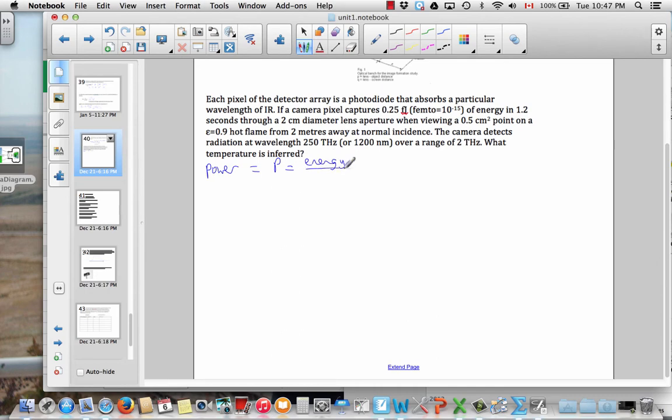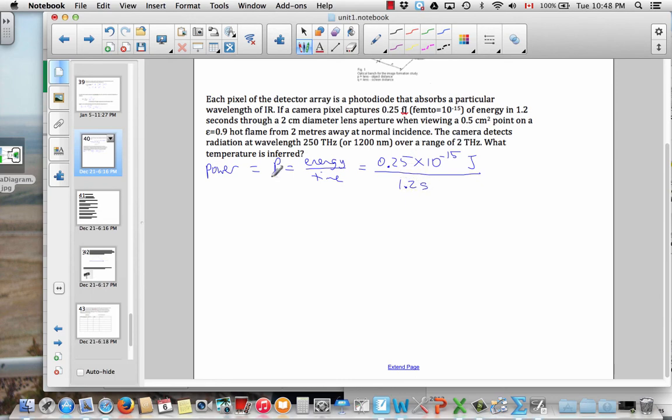So what's the power received by the camera? Well, power is just the energy per unit time. So we had 0.25 femtojoules recorded or captured by this single photodiode. A femto is 10 to the minus 15 joules. So that's quite a few photons captured by that in 1.2 seconds.